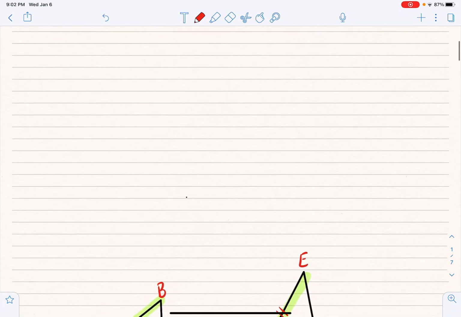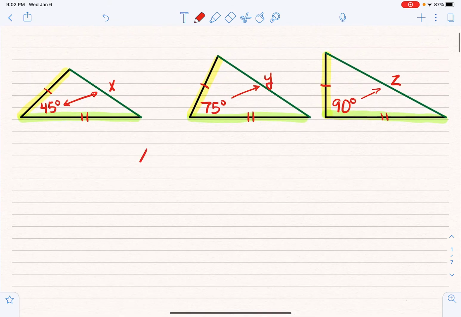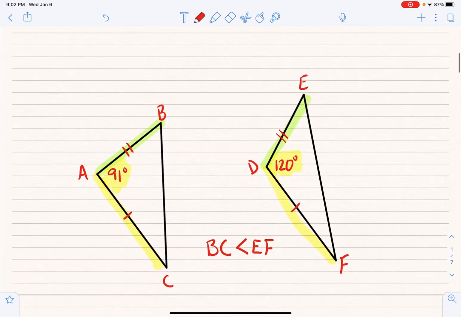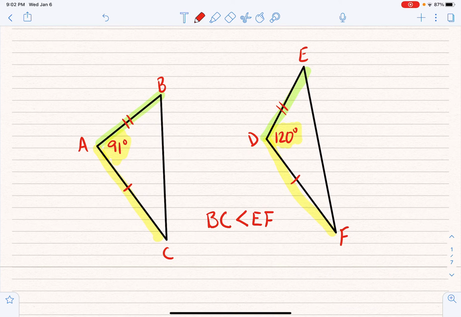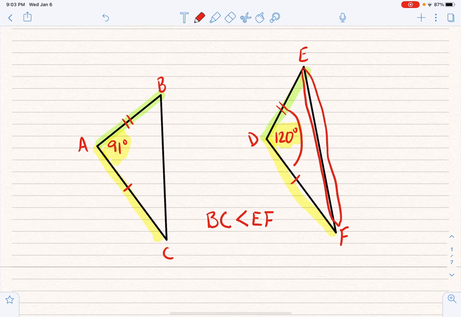Just like in the first picture, we would know that the length of X would be less than the length of Y, which would be less than the length of Z. It's the same thing going on here, because we can see that the angle opened up to be larger here. That would make this side, side EF, bigger. And so we can write an inequality just like this.